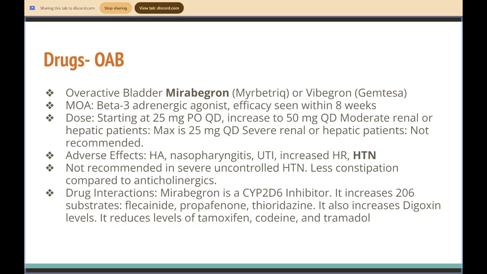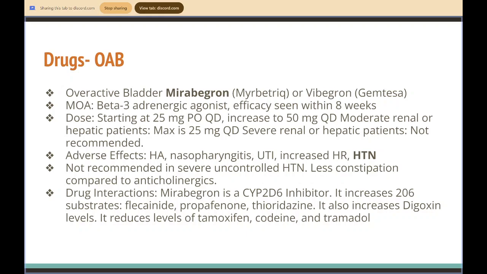The adverse effects are going to be headache, nasopharyngitis, UTI, increased heart rate, and hypertension. Now, I think it's always funny with this class of drugs, it's not recommended in severe uncontrolled hypertension. So it can cause hypertension, but if you already have it, you're not supposed to recommend this. It does have less constipation compared to anticholinergics.